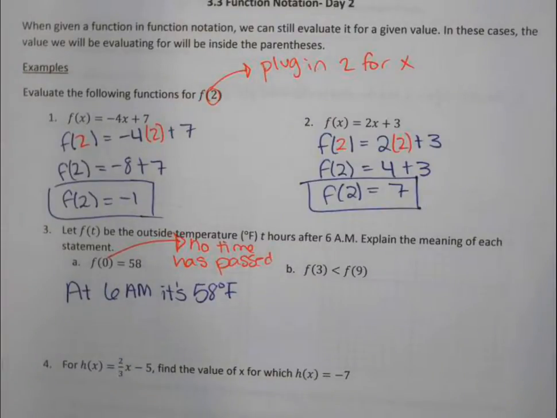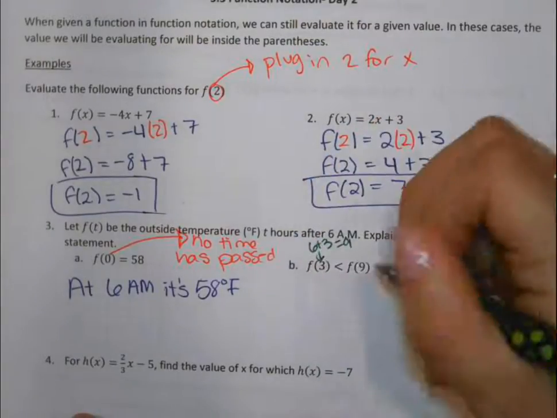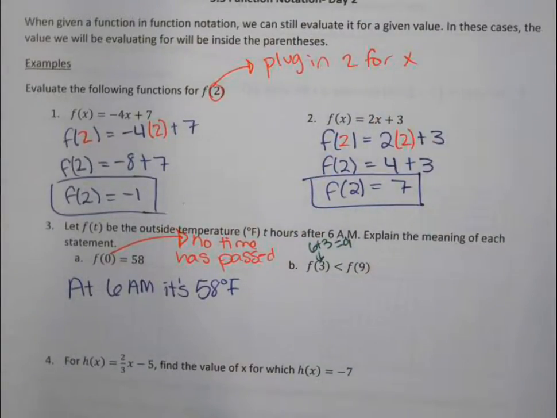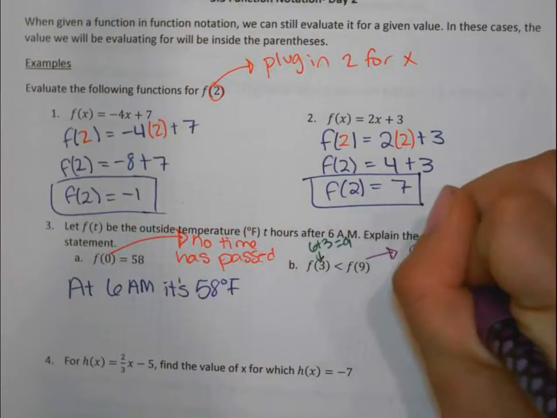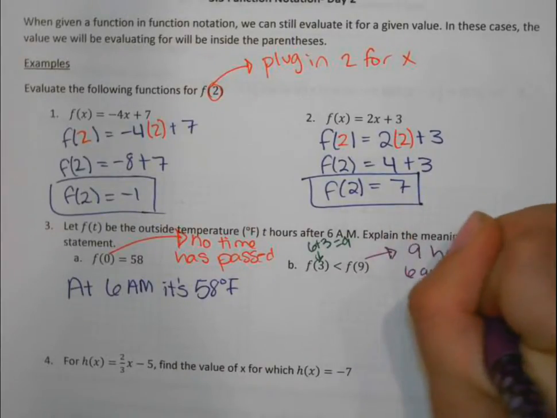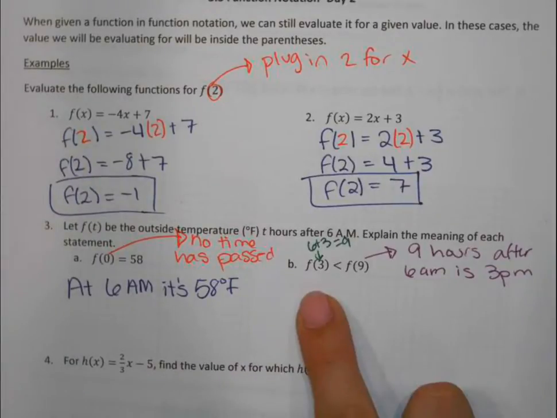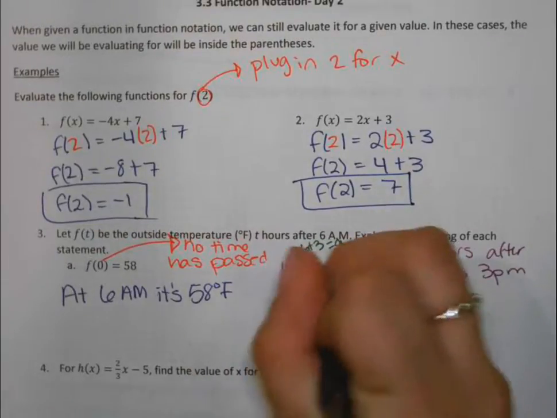Okay. On B, it's saying f of 3. So f of 3 is 3 hours after 6, so 9. And f of 9 is 9 hours after 6. So 9 hours after 6 a.m. is 3 p.m. So 6 plus 9 is 15. Time counts by 12. So 15 minus 12 gives me 3. And that's where the 3 p.m. came from. So what this is telling me, because remember, f of a number is telling me the temperature outside, is at 9 a.m. it's cooler than it is at 3 p.m.